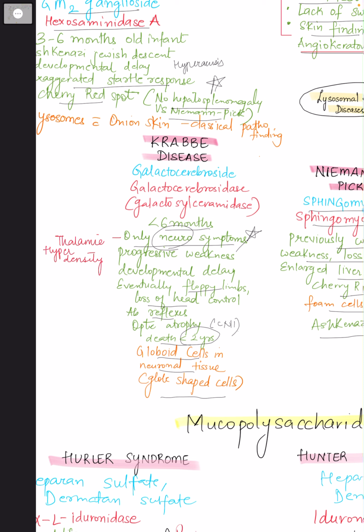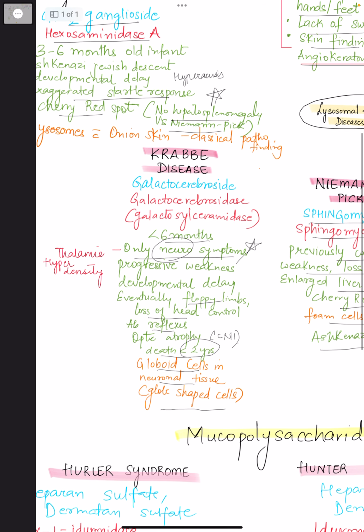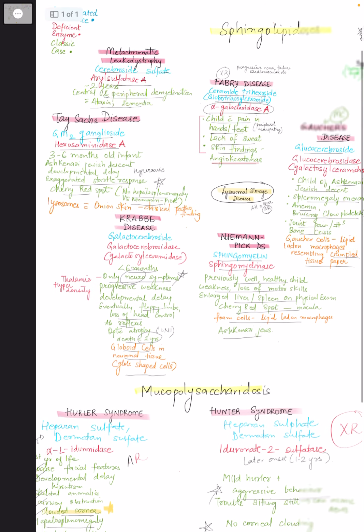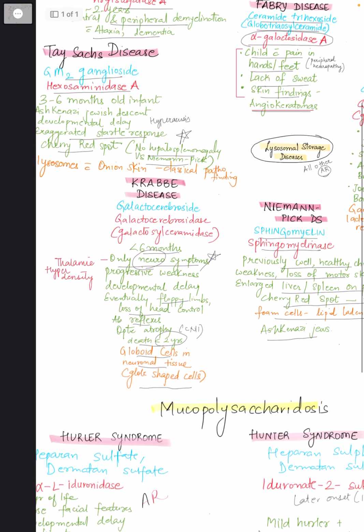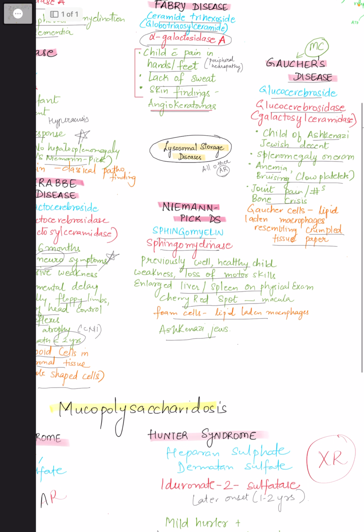There are globoid cells in the neuronal tissue, which are globe-shaped cells, and also we can see thalamic hyperdensity. The thing we need to remember here is the deficient enzyme. We need to differentiate here. It is glucocerebrosidase in Gaucher's and galactocerebrosidase in Krabbe's. Also in Krabbe, we have only neurological symptoms, while in Gaucher's we have splenomegaly, anemia, bruising, bone crisis, etc.